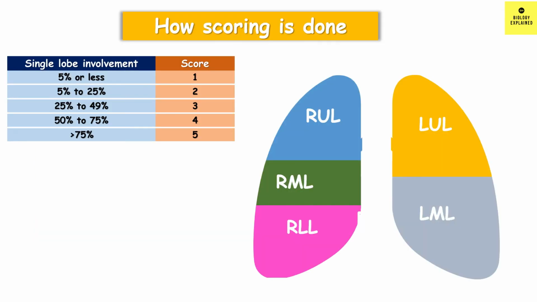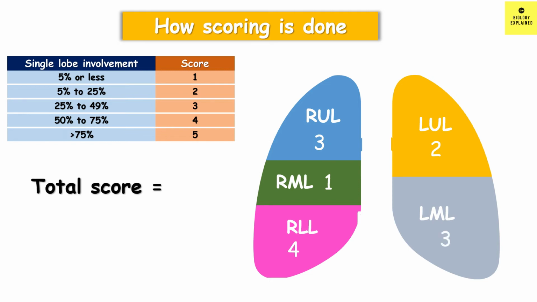Now let's see an example of how scoring is done. I have kept the table on the right side for your reference. For example, if the right upper lobe has lung involvement of 26 to 49%, then the score will be 3. The middle lobe has lung involvement of less than 5%, the score will be 1. The lower right lobe has involvement of 50 to 75%, so the score will be 4. Similarly for the left lung, the upper lobe has involvement, let's say 5 to 25%, so the score will be 2. And the lower lobe has involvement of 26 to 49%, so the score will be 3.